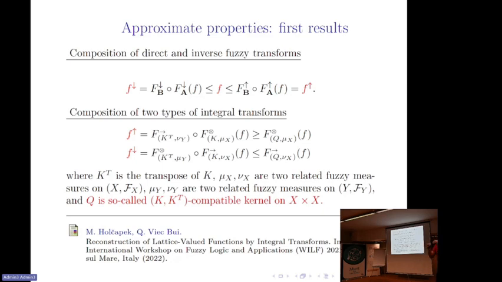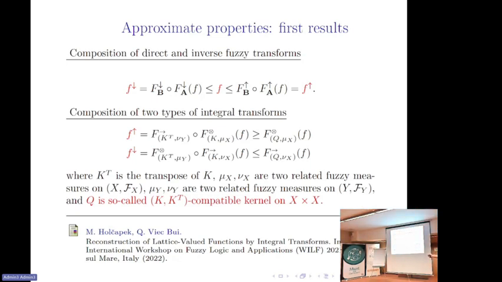This is greater than some filter of the original function, not the original function itself, but a filter which is related to this integral kernel Q. And similarly, we get the opposite inequality for the opposite composition. And Q is connected to the original kernel and its inverse, in this case the transpose. Q is a compatible kernel with these two kernels on the product of X.